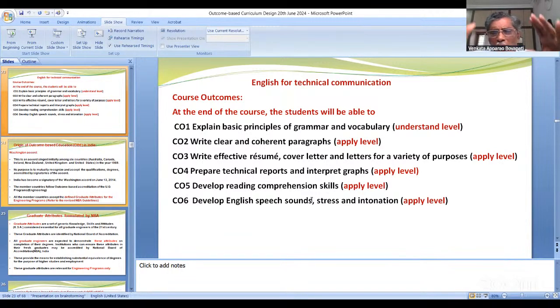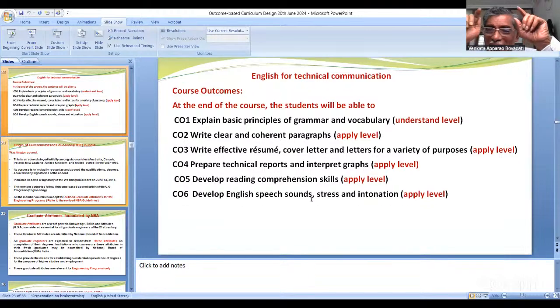Right. So now I have shown you examples. I have given you guidelines. I have also shown you examples. With examples and the guidelines, you must be able to write clear and error-free standard course outcomes for any given course.